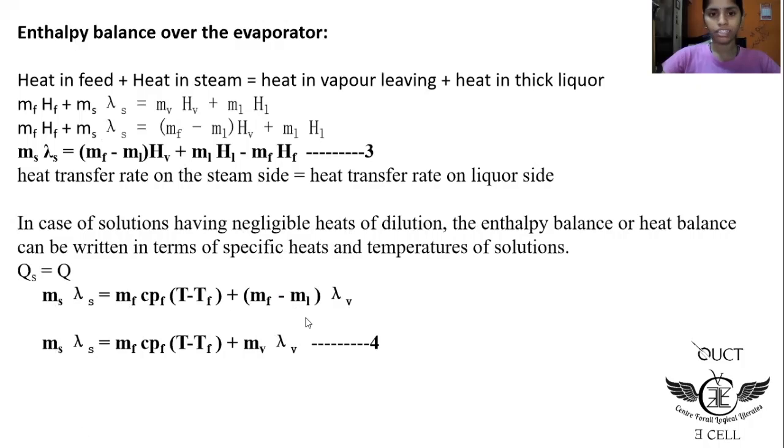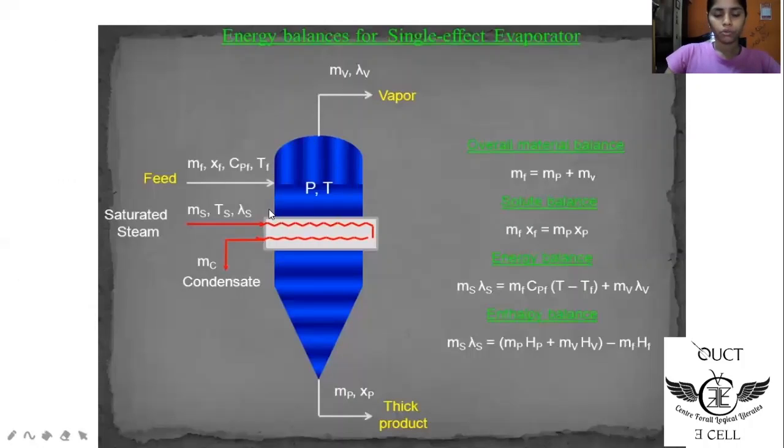So I will show you the summary. This is our evaporator: feed entering, vapor leaving, and thick liquor discharge. This is our heat exchanger. This is the saturated steam and the condensate, saturated steam MS, TS, lambda S. First we have done the overall material balance, that is MF equals MV plus ML, where L is the thick liquor and V is the vapor.